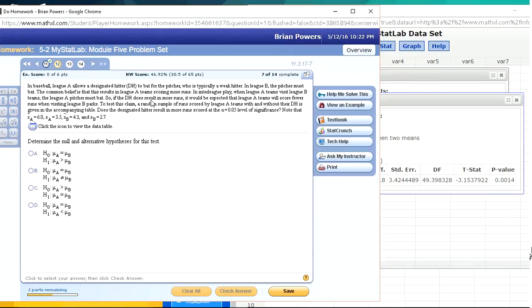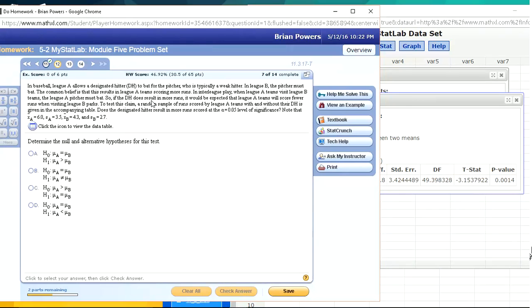Oh boy, story. Okay. In baseball, League A allows a designated hitter to bat for the pitcher, who is typically a weak hitter. In League B, a pitcher must bat. The common belief is that this results in League A teams scoring more runs. In interleague play, when League A teams visit League B teams, the League A pitcher must bat. So if DH, designated hitter, does result in more runs, it would be expected that League A teams will score fewer runs when visiting League B parks.